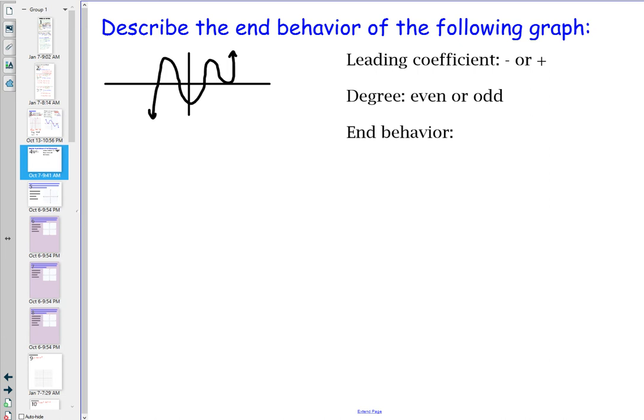Very good. Left arrow is down, right arrow is up. And this is clearly, when looking at the picture, down and up end behavior. And if we have down and up end behavior, that means that your lead coefficient should be positive and your degree should be odd. Okay.